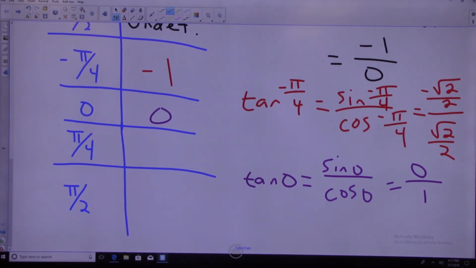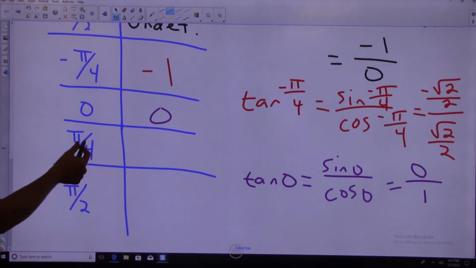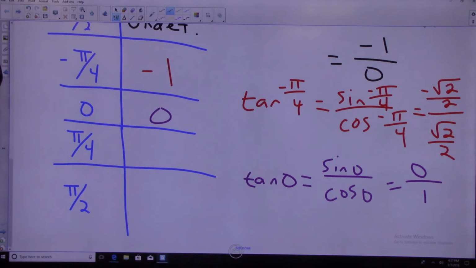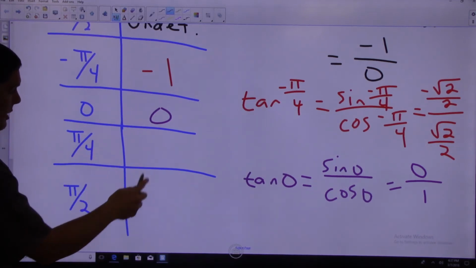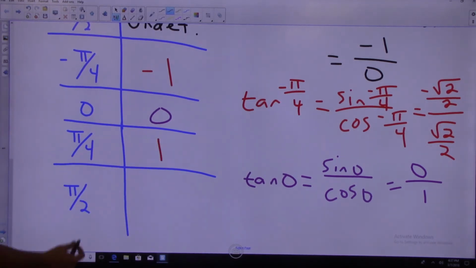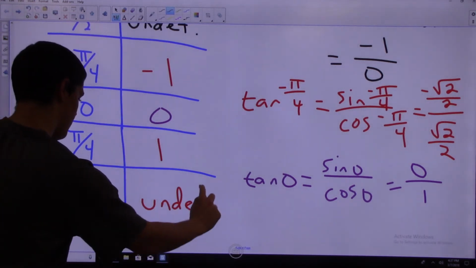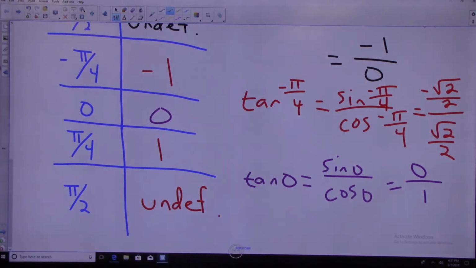I'm just trying to decide whether I'm going to go ahead and answer these. You guys try these on your own. So figure out the tangent of pi over 4. The answer to the tangent of pi over 4 is going to be 1. And then the answer to the tangent of pi over 2, that's going to be undefined again. Alright, so you guys try those on your own. If you need to pause it, go ahead. But hopefully that makes sense.